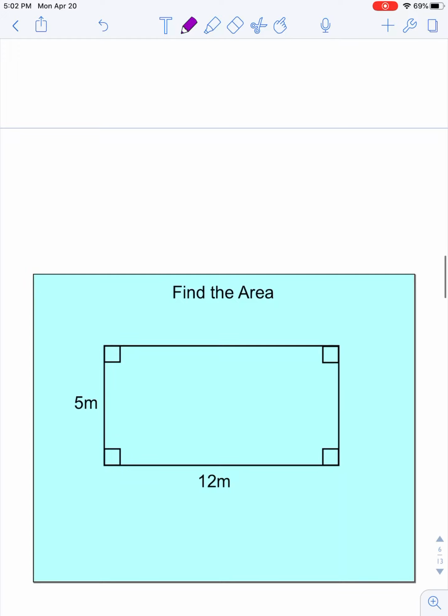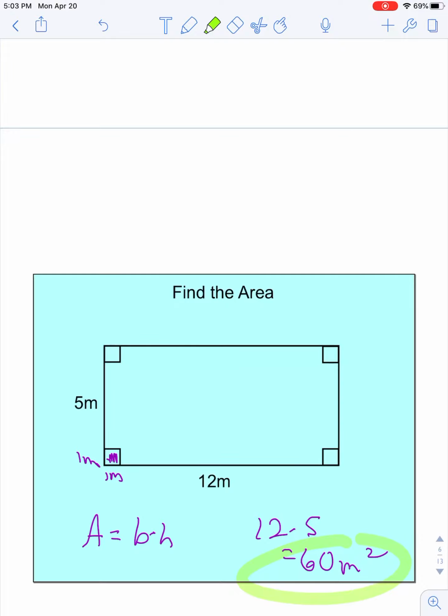So this is pretty basic. To find the area, we know it's the base times the height. So we're going to take 12 times 5, which is 60. And we always include a square unit because, again, this is made up of how many units. In this case, it would be 1 meter by 1 meter units squared that make up this particular area. So 60 meters squared would be our answer.